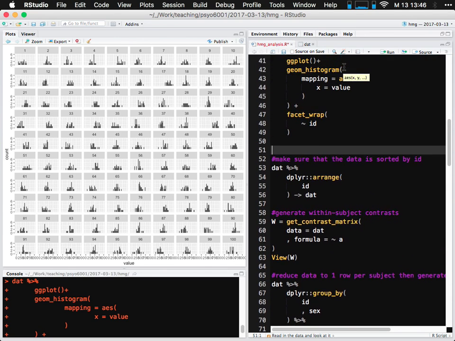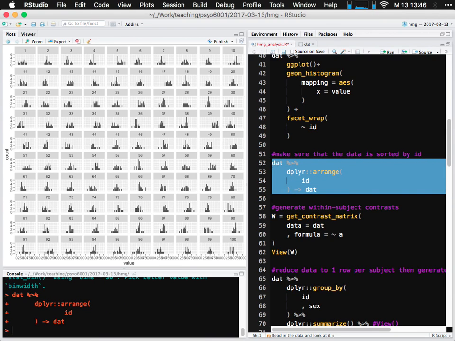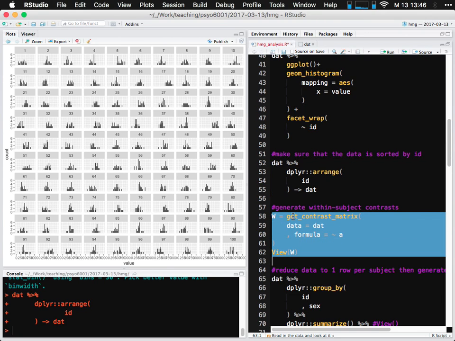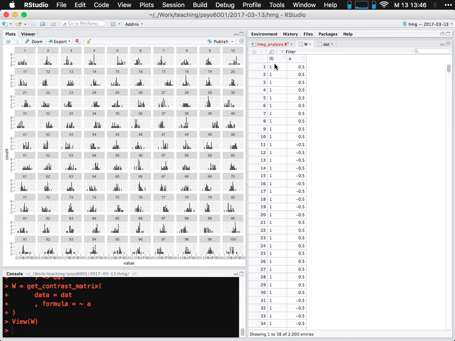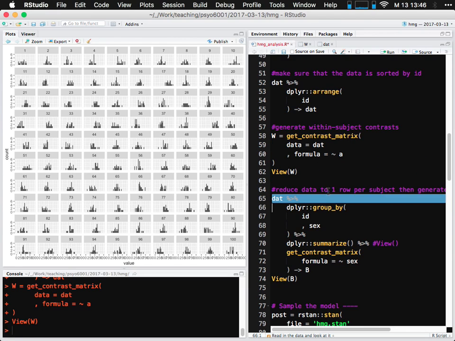So the workflow we had to do the hierarchical model is as follows. You make sure that things were arranged by ID. They already were, but that's okay. You express what the within subjects model is and get the corresponding contrast matrix. So for each row in the data set, you get a matrix or a set of values. One for the intercept, of course, and the other one is just coding which level of A that row corresponds to. Then we need to reduce the data down to one row per subject, and that allows us to get out what the between subjects contrast matrix is.